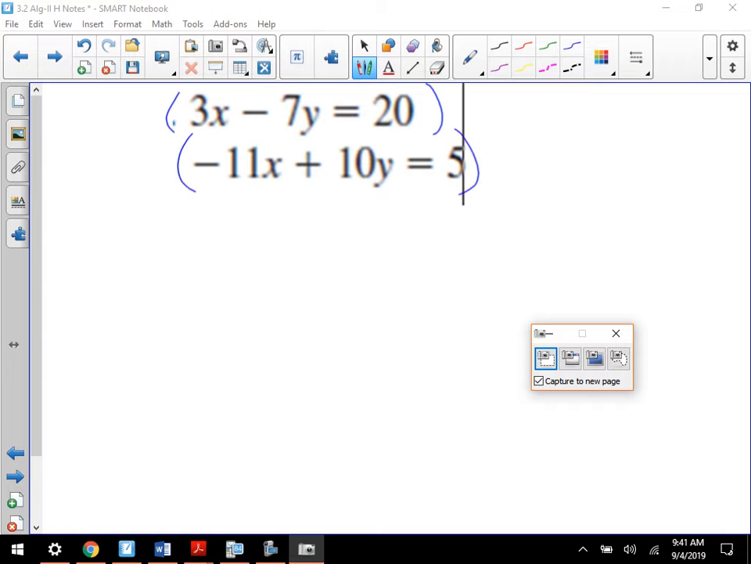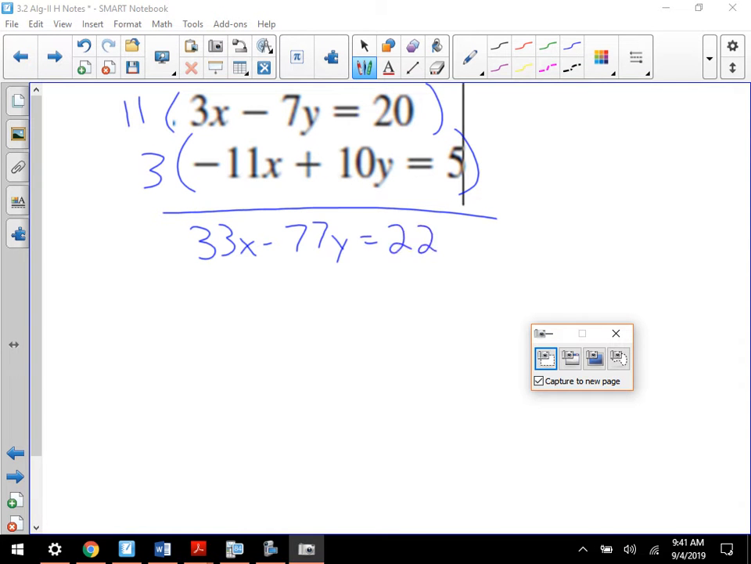So if we get rid of the x's, I would do that, and I would rewrite 33x, 77y, and 220, negative 33x, 30y, and a 15.